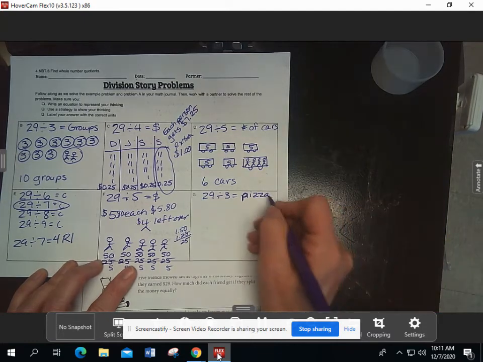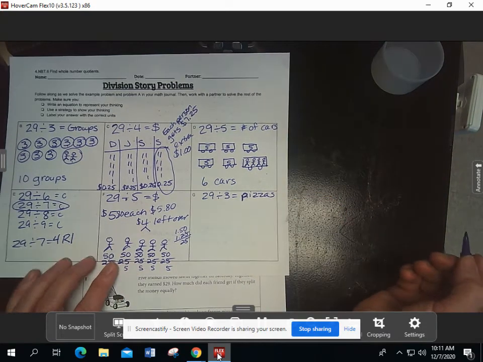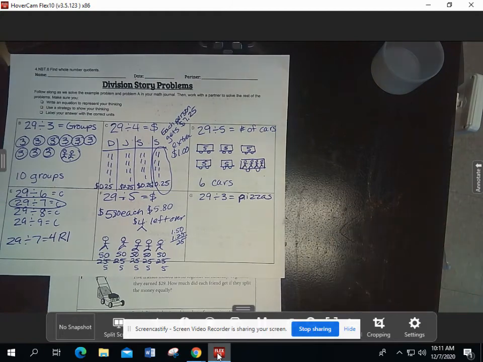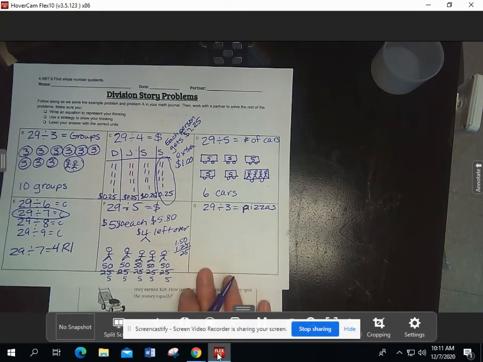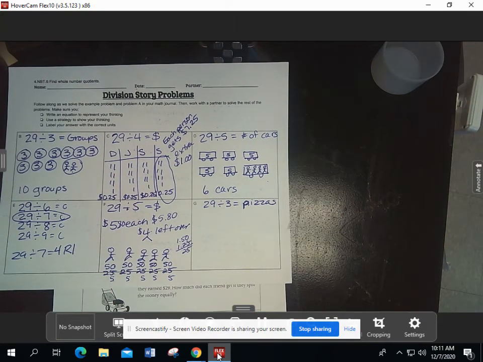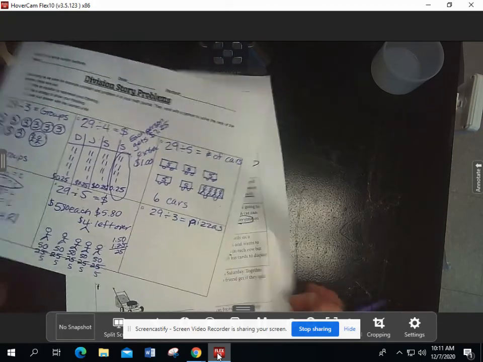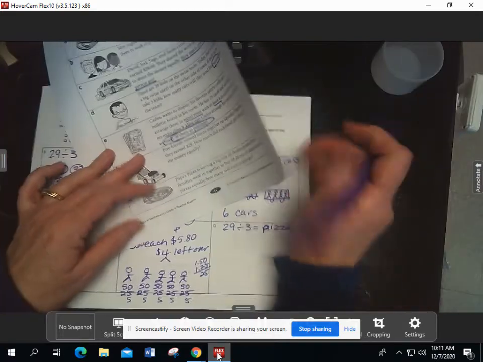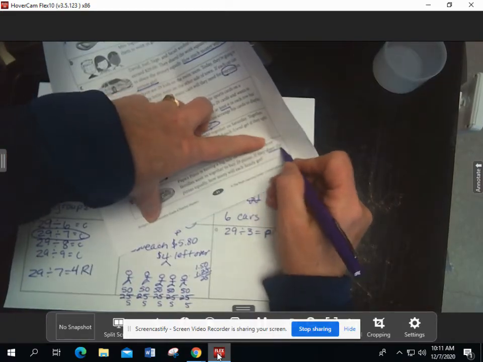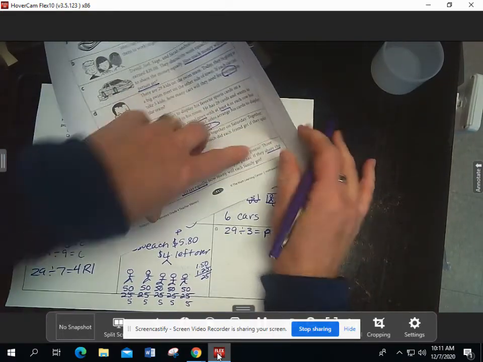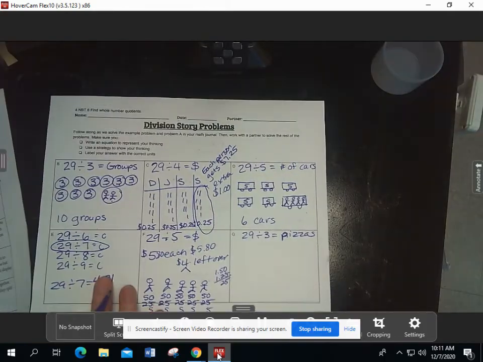Okay, so we have 29 divided by 3 equals how many pizzas each family gets. If they share them equally, now look at that here. It says here that they're supposed to share the pizzas equally. Think of our work we already did on this.